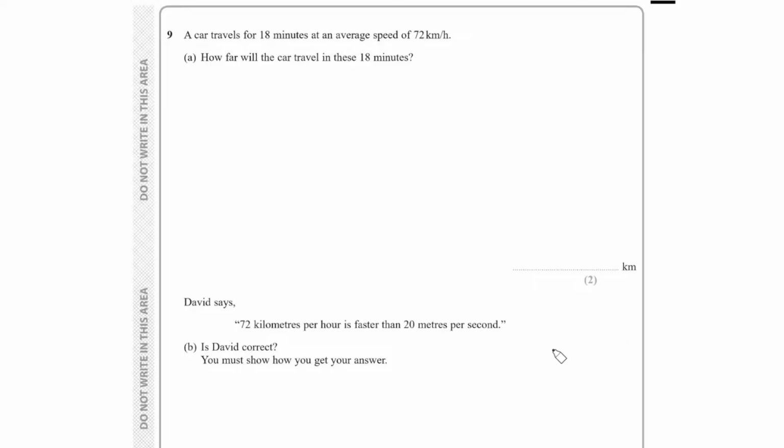Okay, we've also got question 9, speed, distance, time again. A car travels for 18 minutes at an average speed of 72 kilometers per hour. You can see here there's already a discrepancy in terms of the time. How far will the car travel in these 18 minutes? So we're looking for a distance.